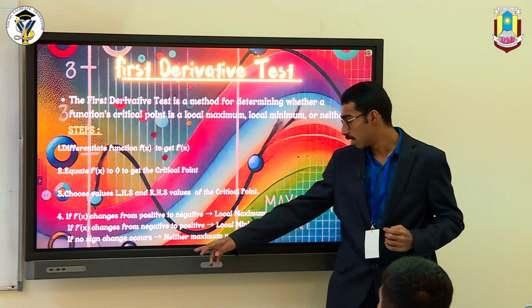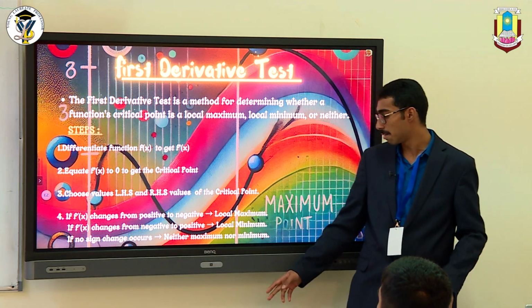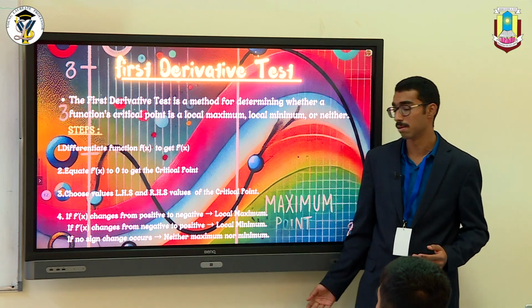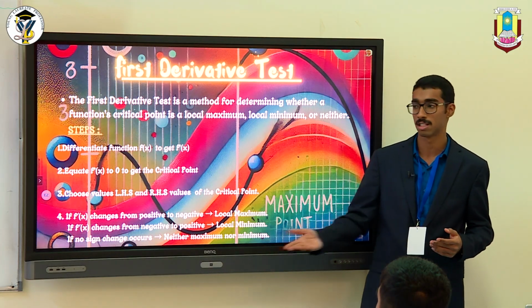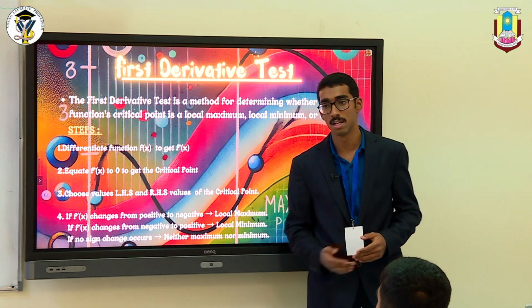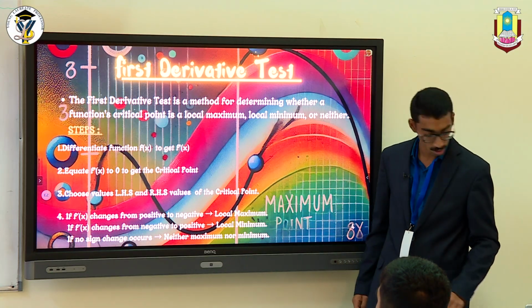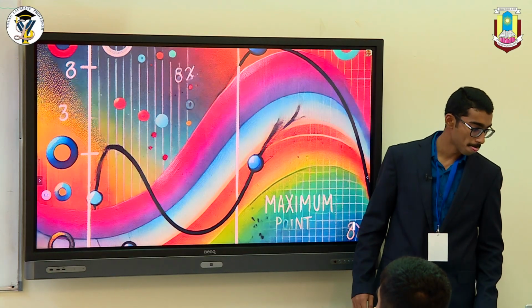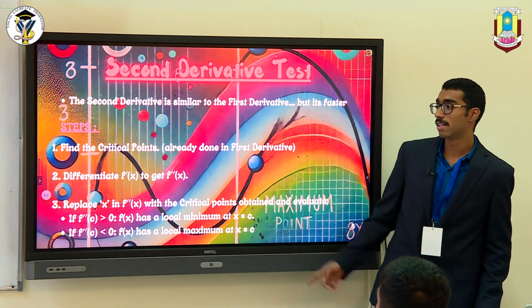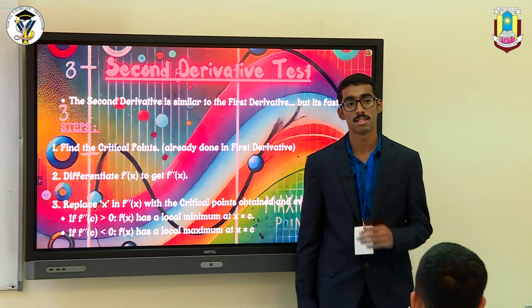So if no sign change occurs, it's neither a maximum nor a minimum. So if I get the same sign on both the LHS and RHS for x as 1 and x as 2, there's no maxima or minima for that.